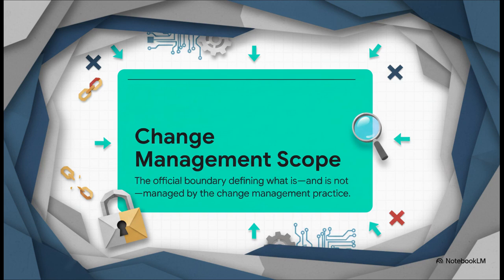Okay, so this boundary has a proper name: the change management scope. Honestly, the easiest way to think about it is like a super precise job description, but for the entire change management process. It says, crystal clear, this is our turf, this is what we handle, and maybe even more importantly, that stuff over there, that's not us.